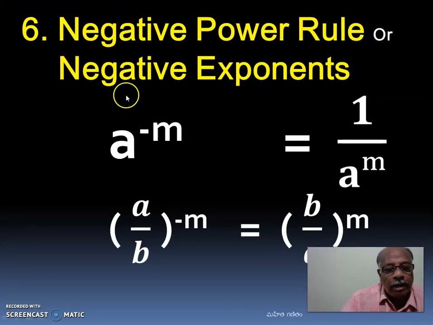Sixth law, negative power rule or negative exponents. a^(−m) = 1 by a^m. If you take a fraction a by b in the place of a, this law can be written as (a by b)^(−m) = (b by a)^m.